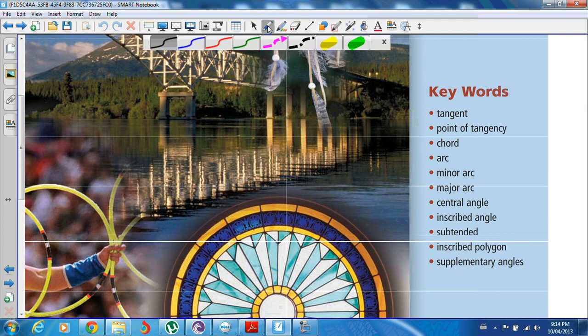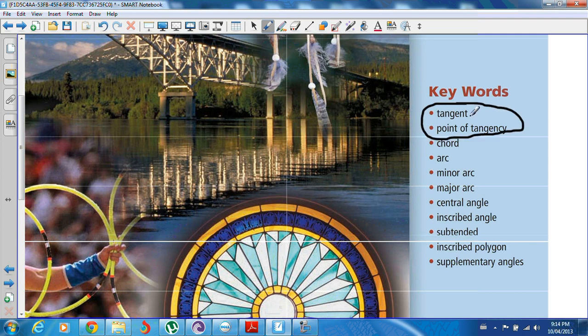For the purpose of this one, we're just going to look at these two right here in this lesson, called a tangent and a point of tangency.